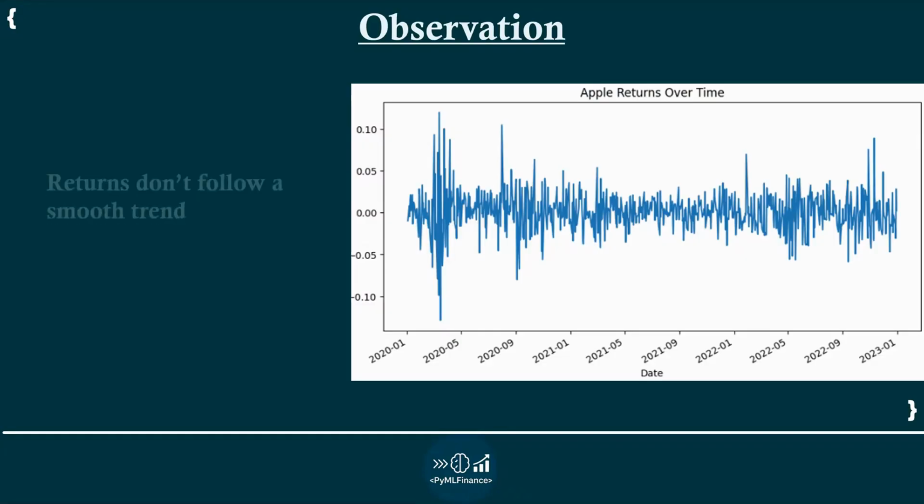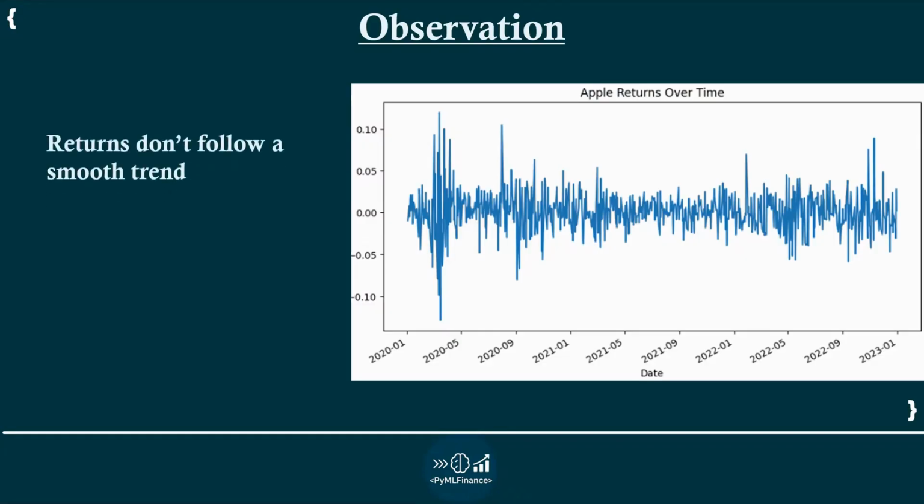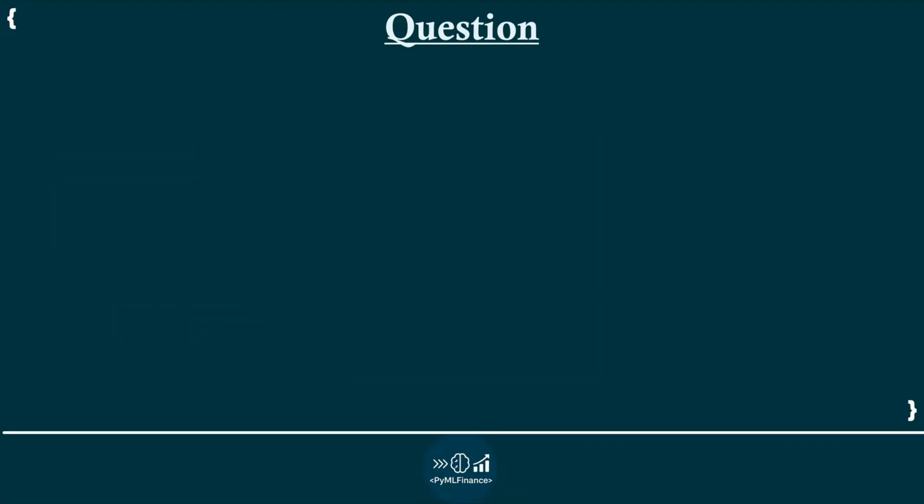Let's start with something you have seen in the first Python lab. If you plot stock returns, they don't follow a smooth trend. They move up and down in a seemingly random way. So the question is simple. Are these movements completely random or is there some hidden structure?